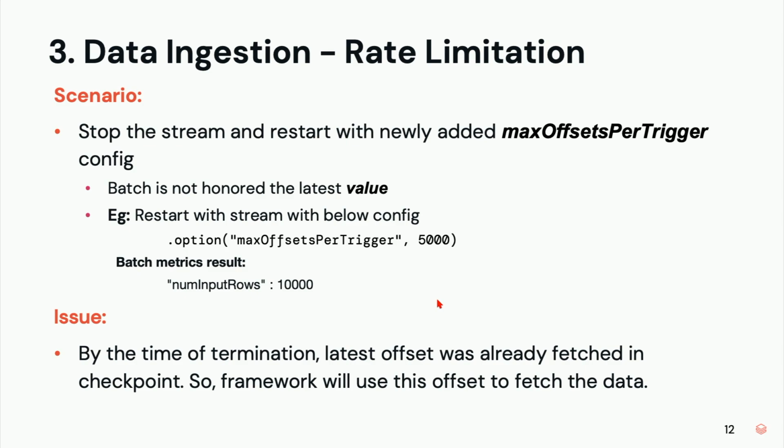What is the problem with this? Why, from the user's point of view, is the value we gave not respected? There can be two scenarios. One, while processing the data, he stopped the application and restarted it with a maxOffsetsPerTrigger, or while processing with some other maxOffsetsPerTrigger he restarted the stream with a new value, and then it is not respected. Why? So here the problem is, by the time of termination, if the batch already fetched the metadata, then while restarting, it will be fetching the same data based on that metadata.